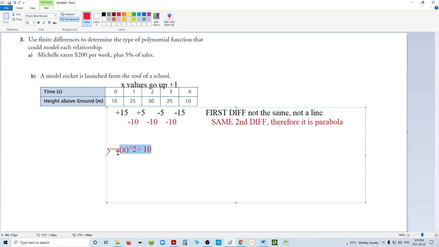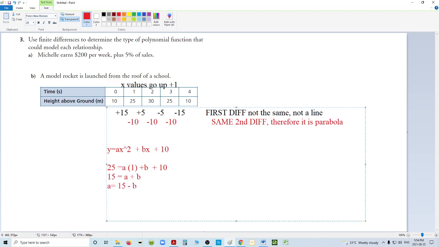And actually, you know what? This is the vertex formula. I should be using this formula. My mistake. This is where I screwed up. How many variables am I missing? I don't know a, I don't know b, but I know c. c is 10. Then I take the next value. On the next value, I have 25 is equal to a, 1 squared is 1, plus 1x, or bx is just b, plus 10. So right away, I can simplify that. I say 15 is equal to a plus b. And I can immediately say a is equal to 15 minus b. So now I have a value for a, but not specific. I need b.